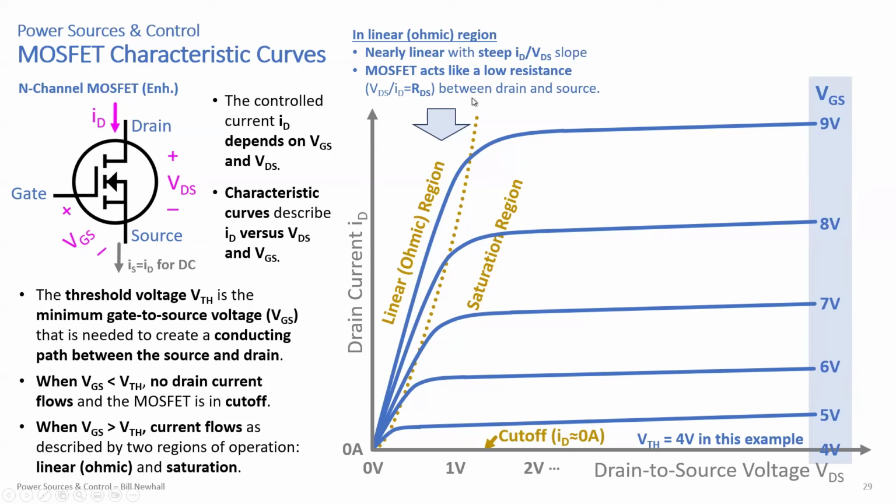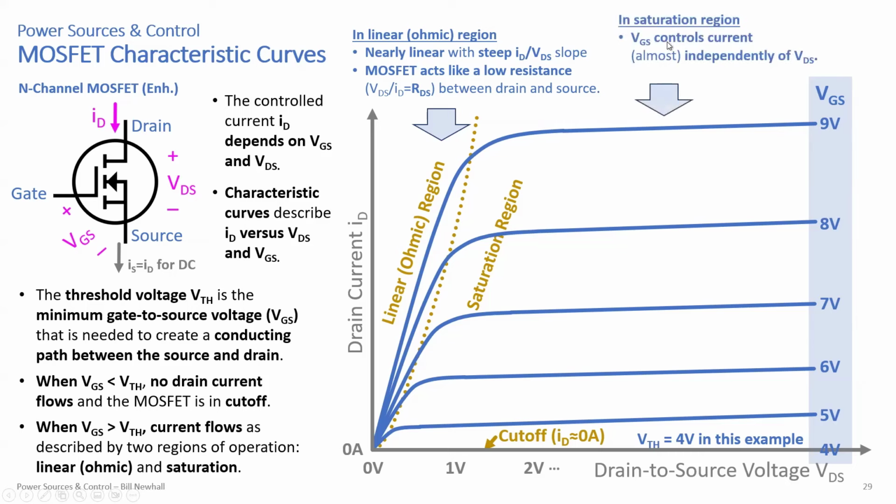Okay. Notice these are reciprocals here. I over V is steep, V over I is shallow. So the resistance is low. So in that region, essentially, we'll talk about this more, you could replace drain to source with a low valued resistor. That's what it acts like anyway.